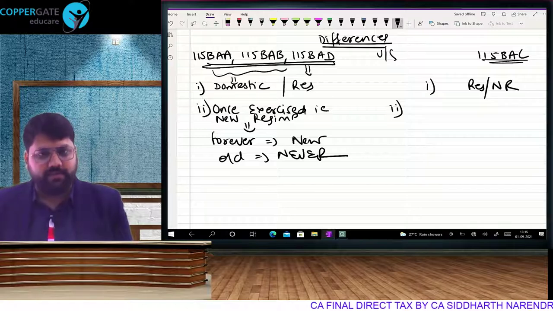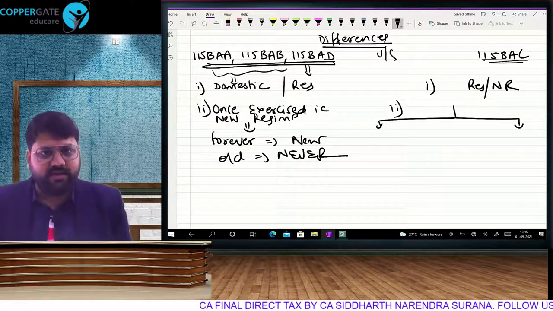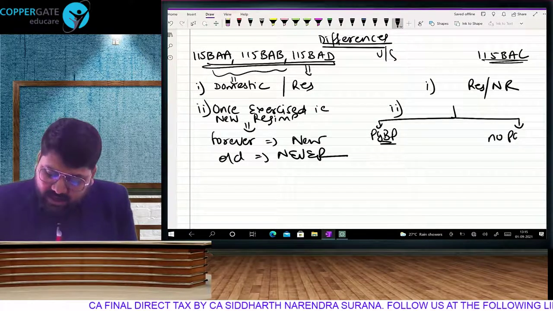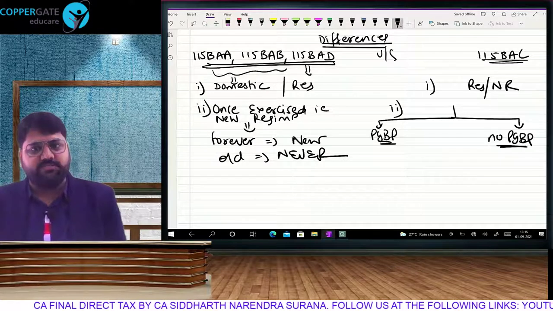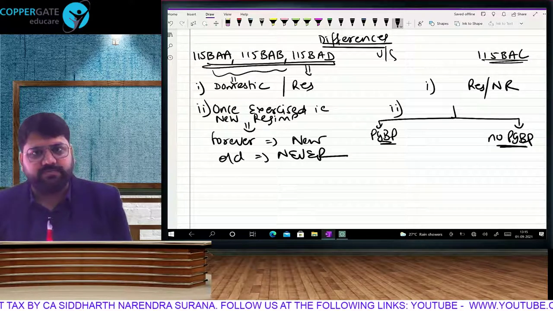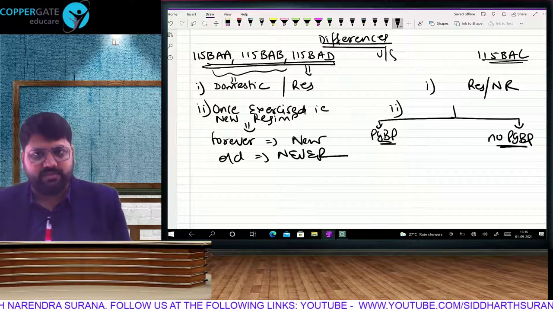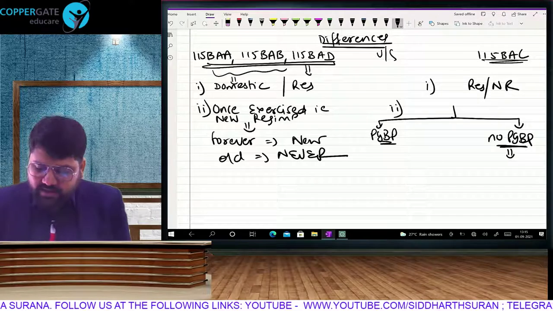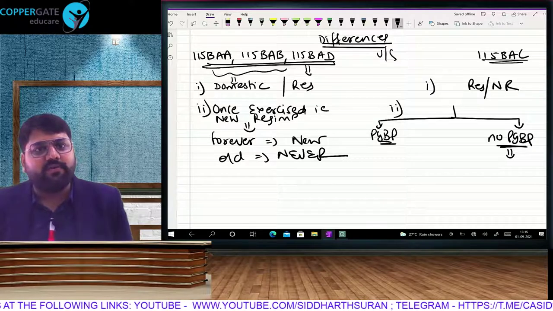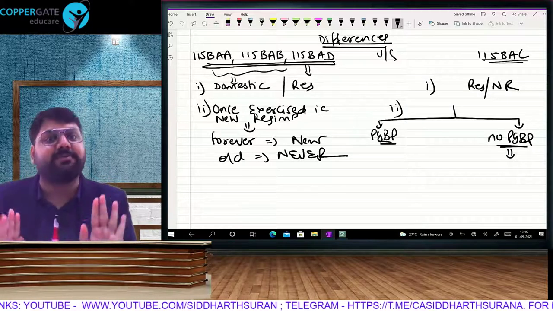Second difference is a little complicated. First, you have to go and check whether the assessee has PGBP income or the assessee does not have PGBP. PGBP means income under the head, business profession. You have to go and check whether the assessee has got business income or the assessee does not have business income. This part is easy to understand. Assessee not having business, can I say salaried employee? Retired person having only rent or pension or something like that, having capital gain, having other sources, having house property, having everything except.